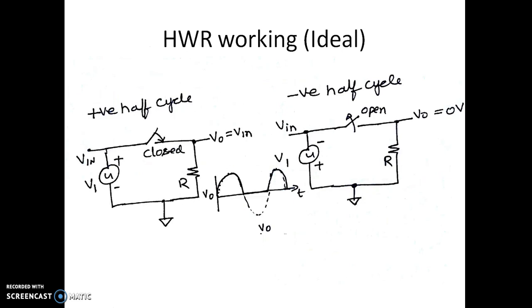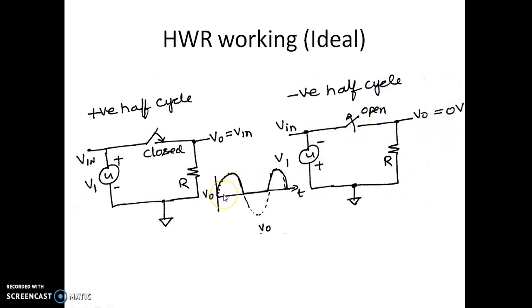This is the working of a half-wave rectifier in the ideal case. We assume the diode to be ideal. During the positive half cycle, the diode switch closes. The diode is represented by a switch in the closed position, so the output is equal to the input during the positive half cycle. During the negative half cycle, since the diode is reverse biased, it will be open. The output voltage is equal to 0.